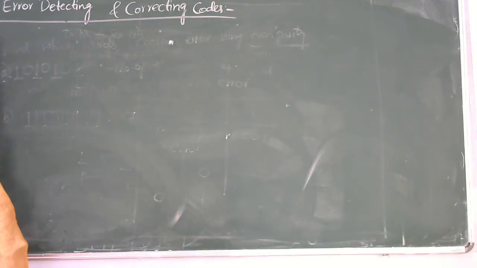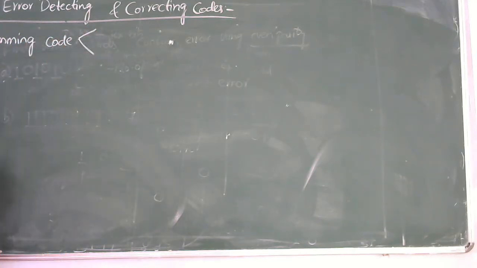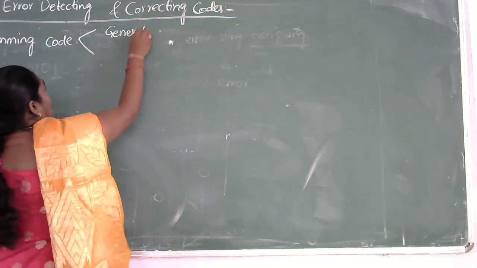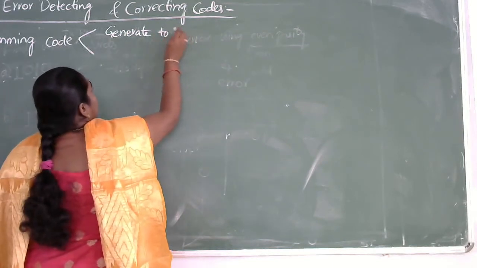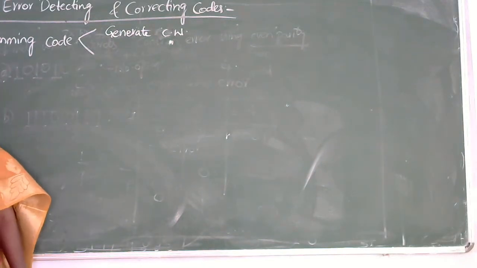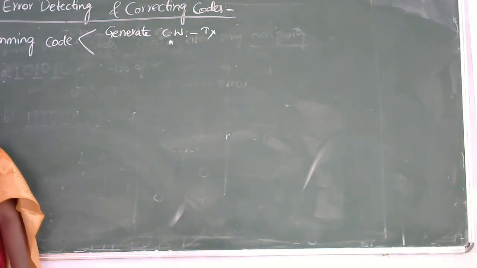In case of a Hamming code, the concept consists of two different categories. The first one is the generation of a code word. That is, we will have message bits. To those message bits, we need to add parity bits and generate a code word. This generation of a code word is done at the transmitter side of a communication system.